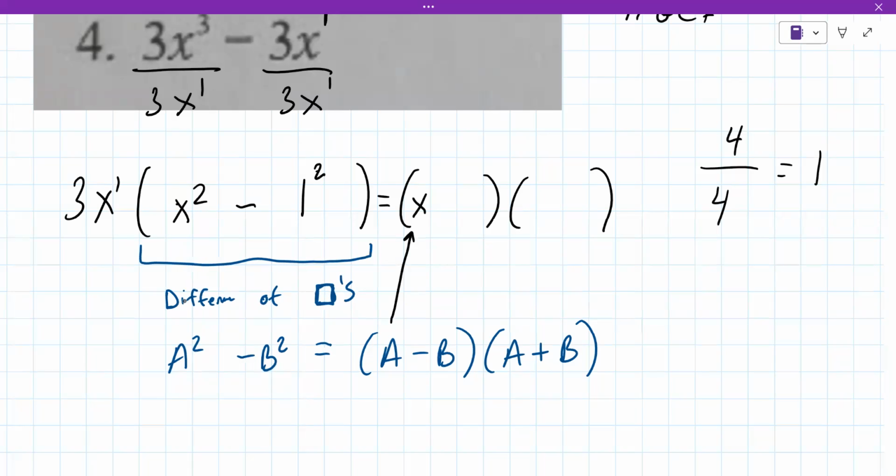Okay. Same thing for b. B is the thing below the two. What's below the two? One. So your b is one. X minus one. What goes in the next one on the right? X plus one. Yes.